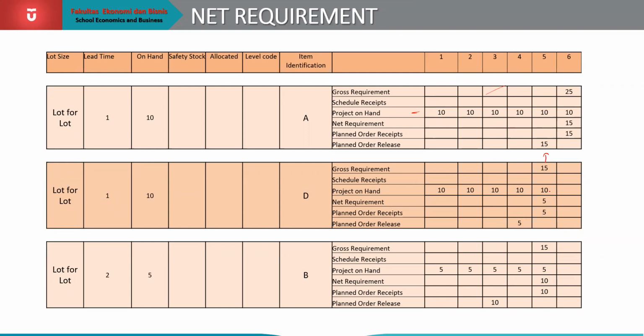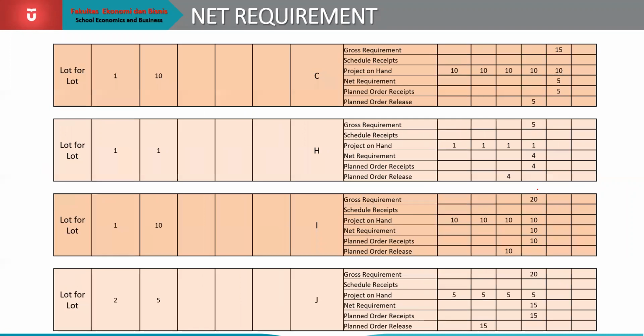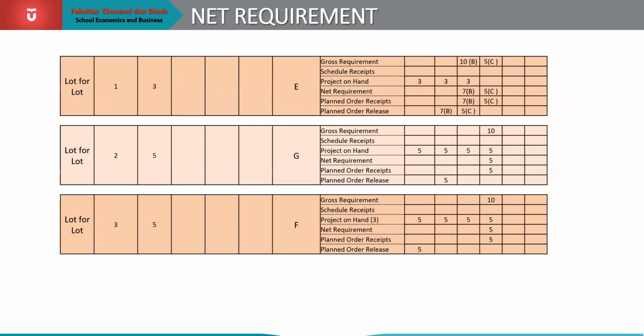So this technique, you can use for other components such as B, and also C, H, I, J, and others. But I will try to explain to you with component E. Why? Because it is a little bit complicated, since E is used in component B and also component C. E for component B must be ready in week 3, because in week 3, E for B is used for making B. So in week 3, this component E for B must be ready.